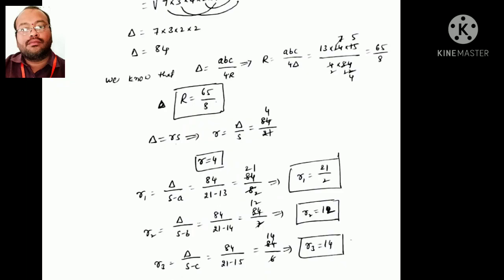Delta is equal to abc by 4R. So R is equal to what? abc by 4 delta. We have all the values. By replacing that we can get capital R value as 65 by 8. Okay. Now again delta is equal to r s, small r into small s. Then r is equal to delta by s. We replace with the delta value and s value, we can get r value as 4.